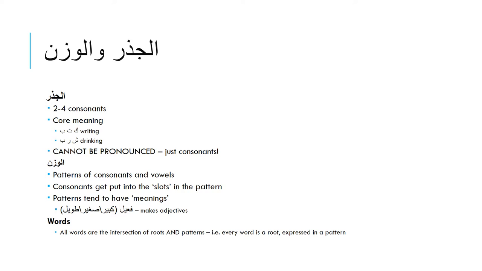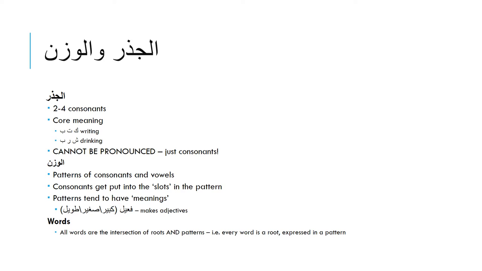So, there are a lot of words that share the consonants ka, ta, and ba, or that share the consonants sha, sheen, ra, ba. But you can't pronounce those. You can't really say the word, right? It's not a word. And the wezen is the pattern into which these consonants are slotted.